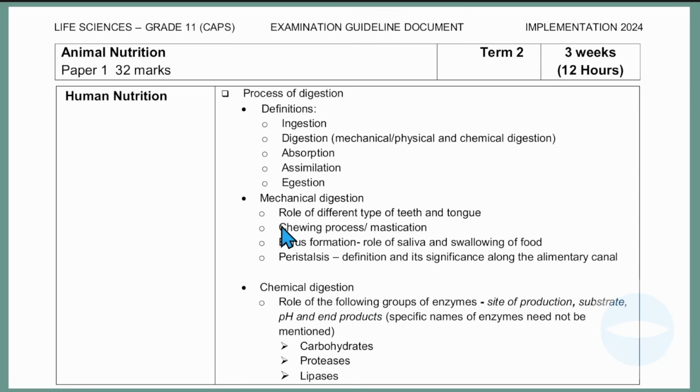Everyone who is doing grade 11, please make sure you have this guideline. This guideline is very important. This is the most important document that every student must have, because it gives students direction when they are studying. So without wasting more time, let's get to it.